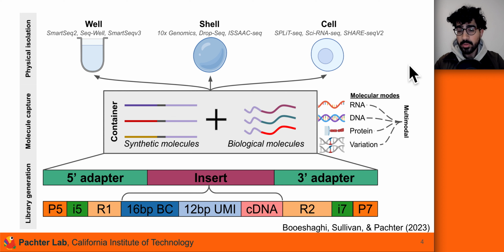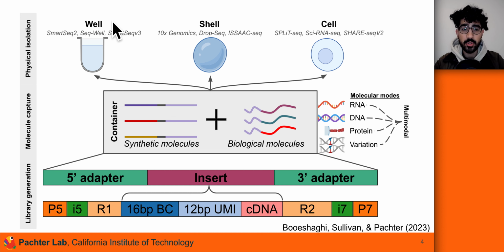And so I think one really interesting organizing principle that I've realized throughout the course of my PhD and postdoc is that single-cell genomics assays fall under three main categories, or they can be thought of as occurring in three steps, namely physical isolation, followed by molecular capture, and then lastly by library generation, after which sequencing is performed.